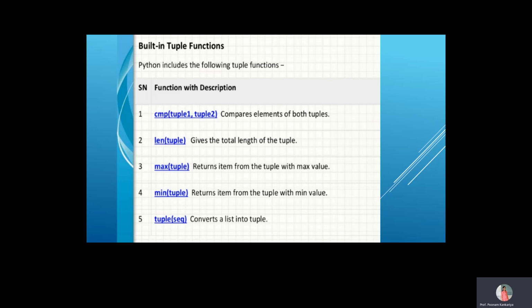Next is min(tuple). It returns the atom from the tuple with the minimum value. And last is tuple(seq). With the help of tuple(seq), it converts a list into a tuple. Suppose we have a list and we want to convert it to a tuple. At that time we use the tuple built-in function. With the help of this we automatically convert our list into a tuple. This is all about the built-in tuple functions used in the Python programming language.